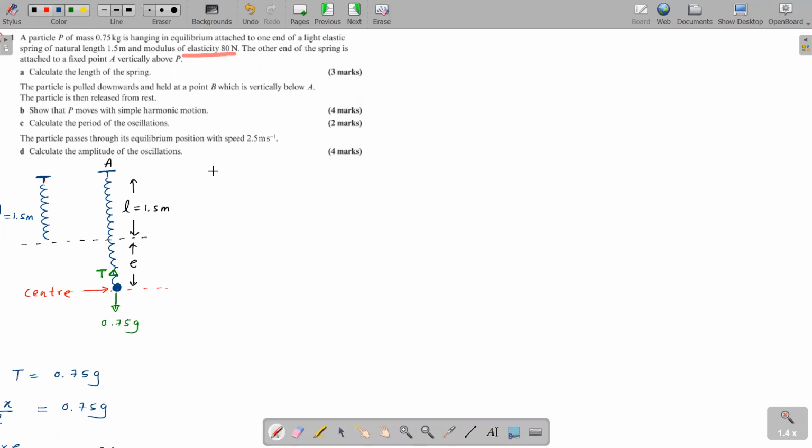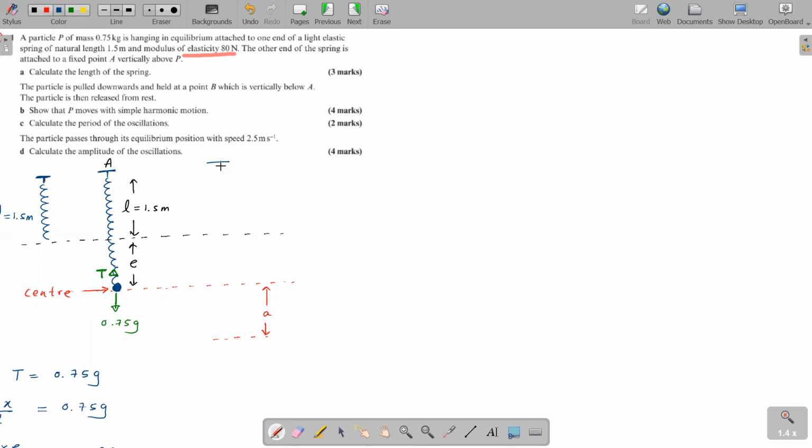Okay, so let's draw another diagram. So I will mark all these important positions. This is the natural length. This is the center of the SHM. And I'll mark the amplitude over here, somewhere over here.